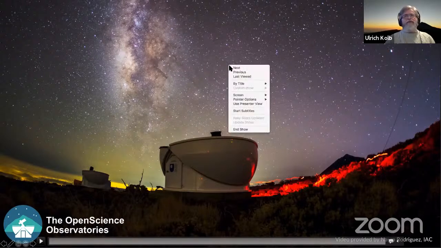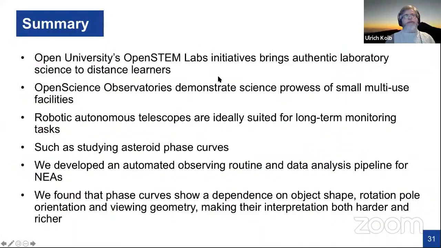Seems to be stuck now on this movie. Here we are. Let's hope it stays here. I don't touch the mouse for the time being.